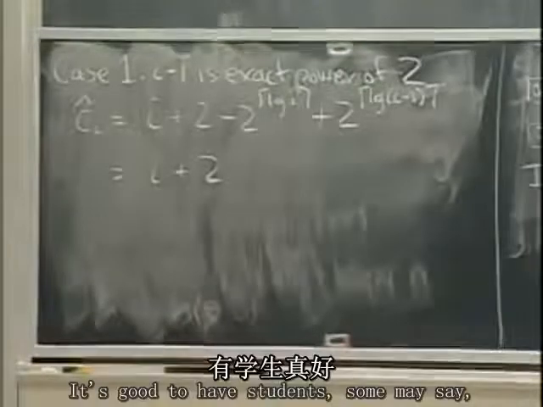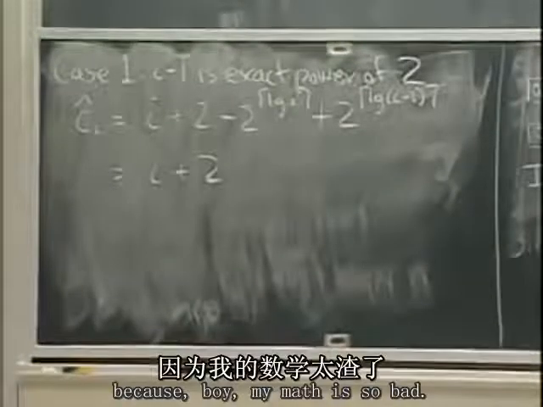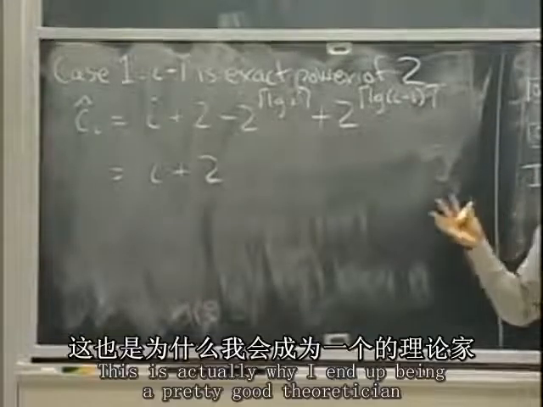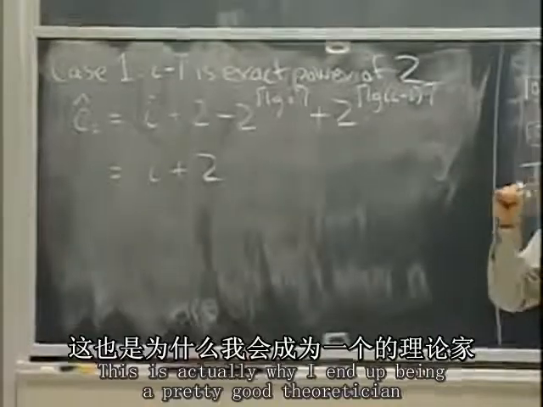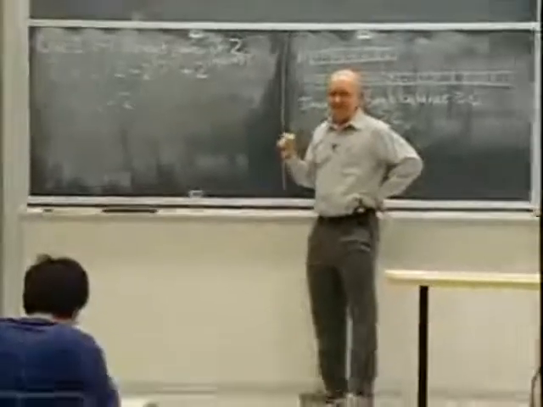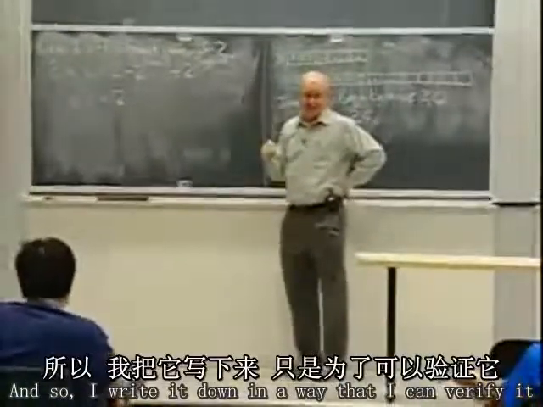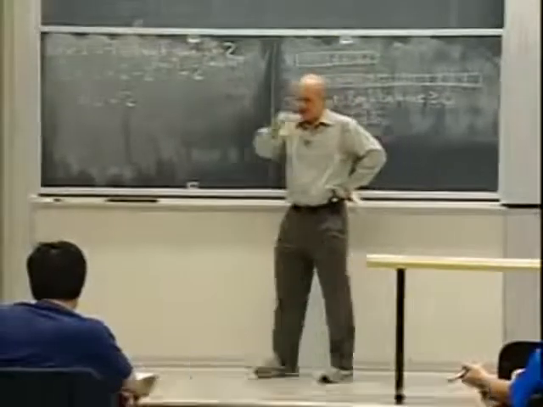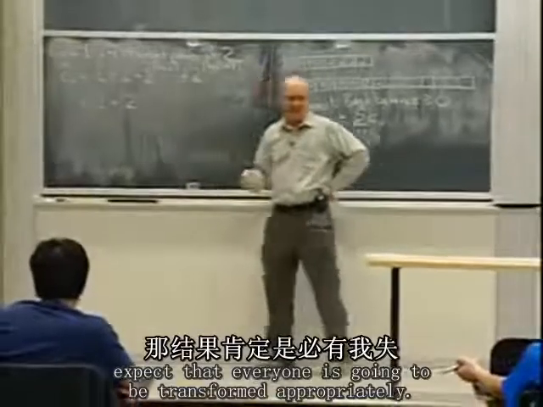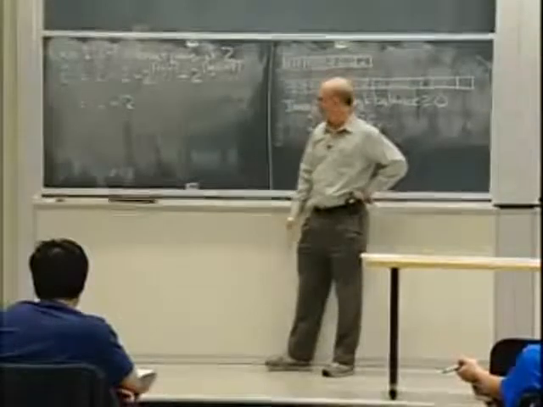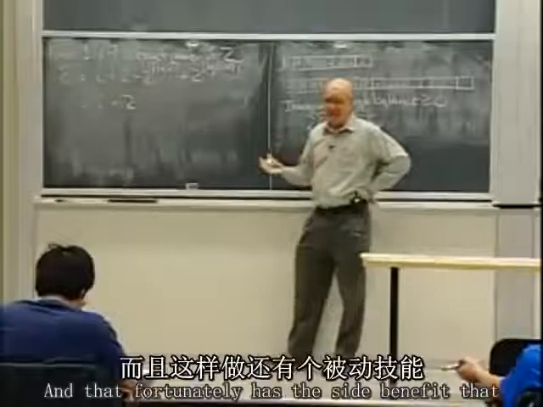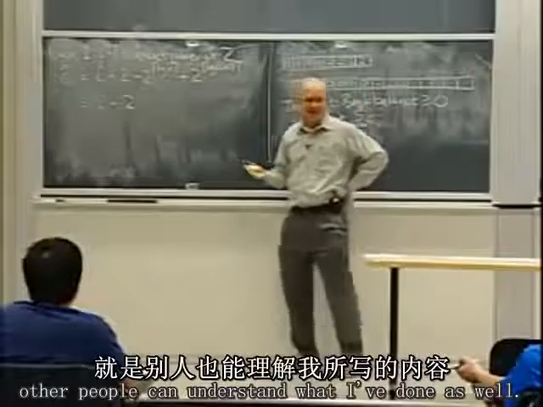It's good I have students, let me say, because, boy, my math is so bad. This is actually why I end up being a pretty good theoretician, because I don't ever trust what I've written down. And so I write it down in a way that I can verify it, because otherwise I just am not smart enough to carry through 5 equations in a row and expect that every one is going to be transformed appropriately. So I always write it down so I can verify it. And that, fortunately, has the side benefit that other people can understand what I've done as well.